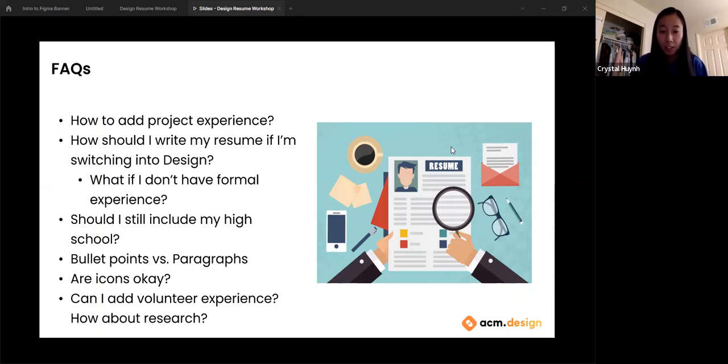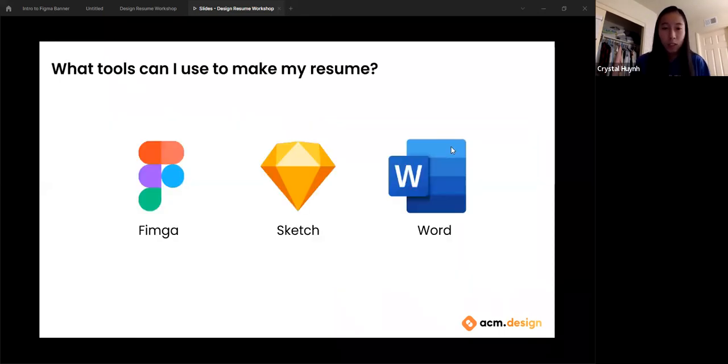Can I add volunteer experience, and how about research? Absolutely, if they are relevant, or if you can word it in a way that's more relevant to design, that's totally okay as well.